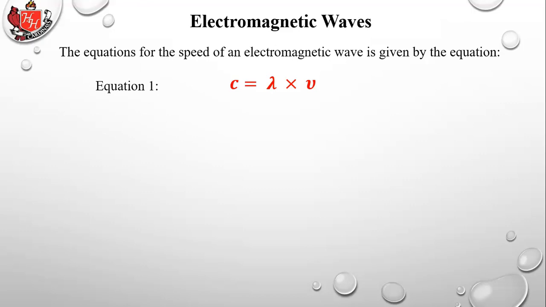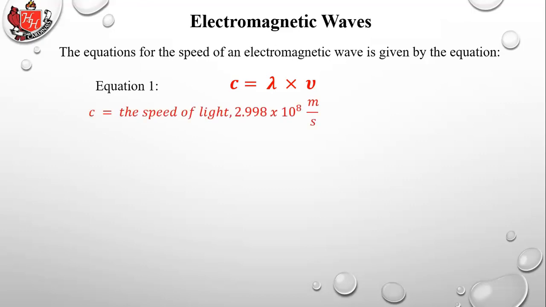equals lambda, which is the wavelength. That's the Greek letter lambda. It looks like an upside down Y, times the frequency of the wave. Now the abbreviation for frequency, it looks like a V. It's actually the Greek letter nu, and it's often confused with the V for velocity that's sometimes used in class, but this is actually nu, which is frequency.